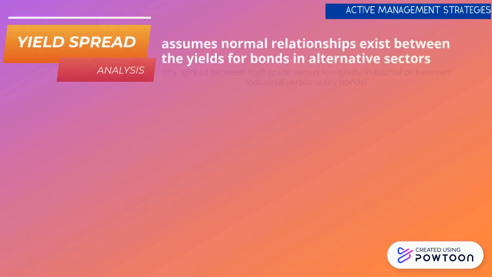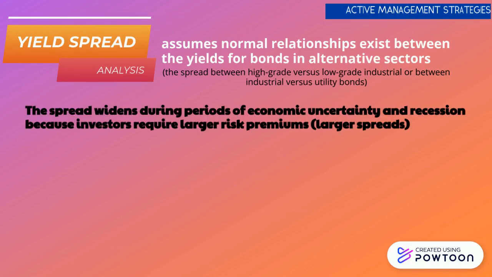Yield spread analysis assumes normal relationships exist between the yields for bonds in alternative sectors, which means the spread between high-grade versus low-grade industrial bonds. The spread widens during periods of economic uncertainty and recessions because investors require a larger risk premium.